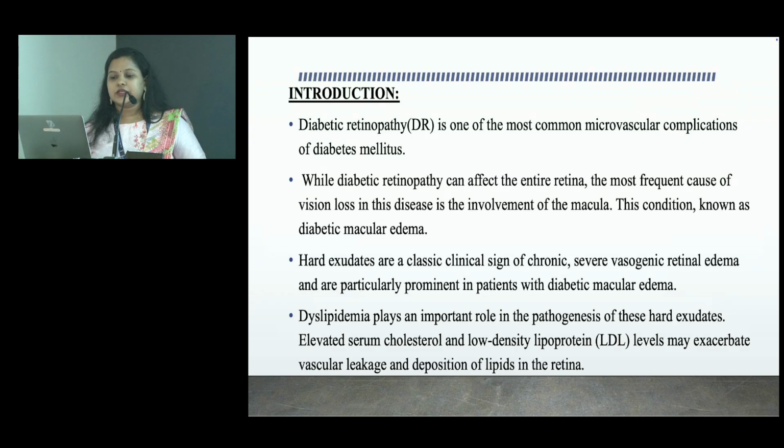Hard exudates are a classical clinical sign of chronic severe vasogenic retinal edema and are particularly prominent in patients with diabetic macular edema. Dyslipidemia plays an important role in the pathogenesis of these hard exudates. Elevated serum cholesterol and LDL levels may exacerbate vascular leakage and deposition of lipids in the retina.